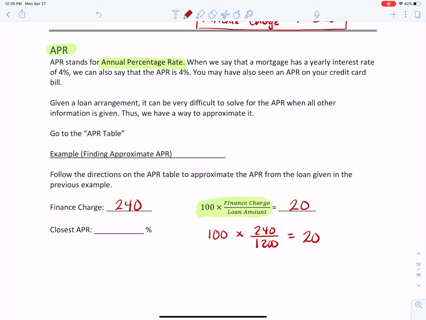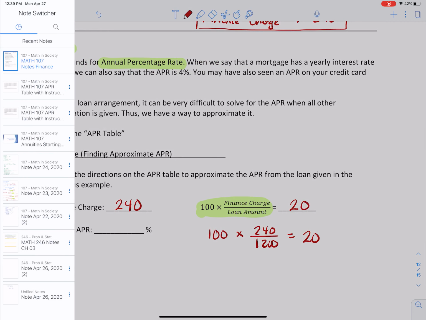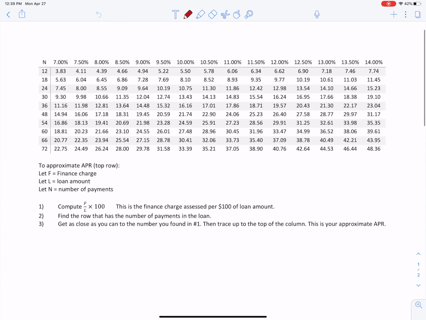So now to see how this works, we're going to go over to what I call the APR table. And what it has is, if you notice, it has numbers of payments, which you notice are multiples of 6, because that's usually how payment schedules work. Usually they're a whole or a half a year. And across the top, we have different APRs. And in the body of the table, we have numbers. Those numbers represent finance charges per $100 of loan amount, or if you want to think of it this way, the percentage of loan that was finance charge.